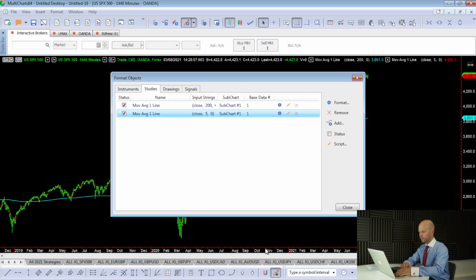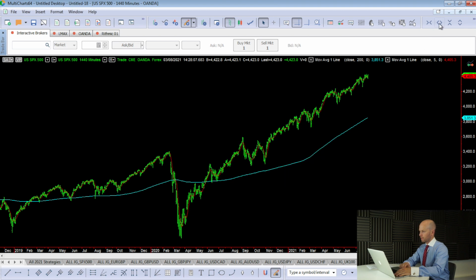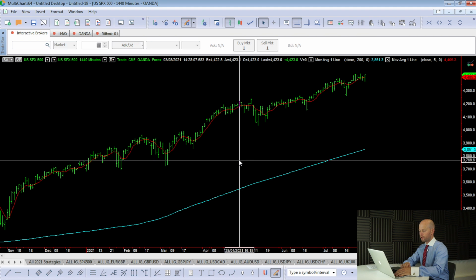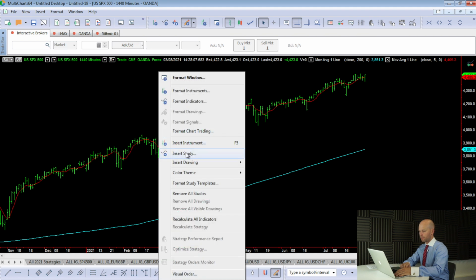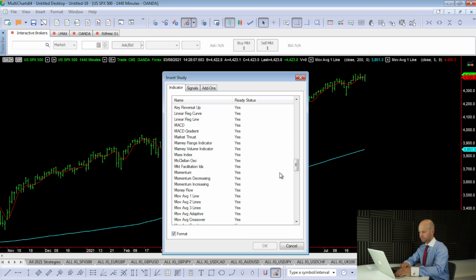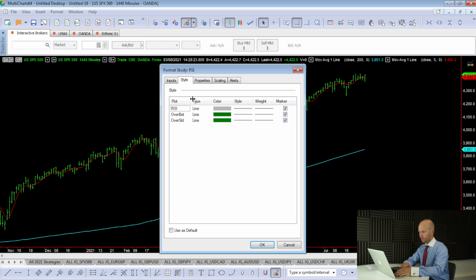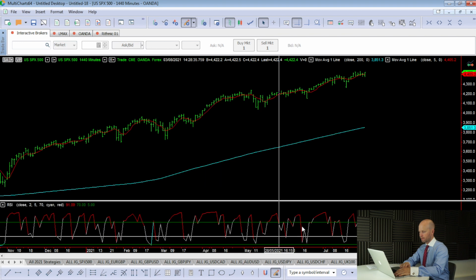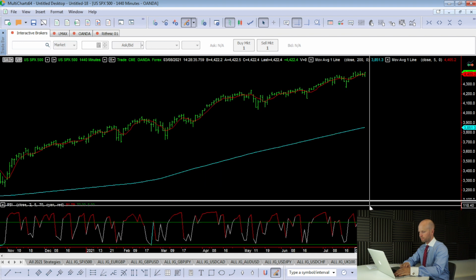Let's make that red. So that's going to be our exit moving average, and let's put RSI on there as well. We need to change the length to 2 periods, and let's change that oversold level to 5, because that's what we're using to start with. So there we go, there's RSI.